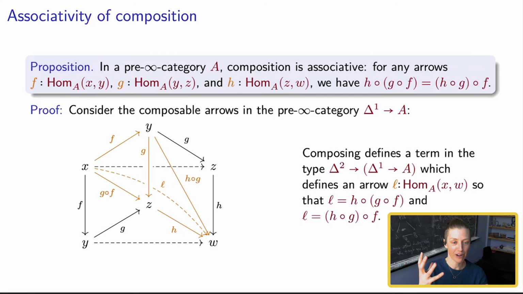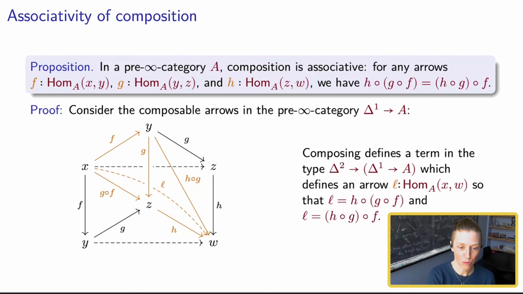And in particular, I can extract from this prism, this delta 2 cross delta 1, a 3 simplex. That's what's highlighted in orange right now. And along the spine of this 3 simplex, I have my original arrows F, G, and H. Then along some of the other edges, I have my composites, my binary composites, G composed with F and H composed with G. But I also have this diagonal edge, L, that goes from X to W, and then witnesses that L is equal to the composite.